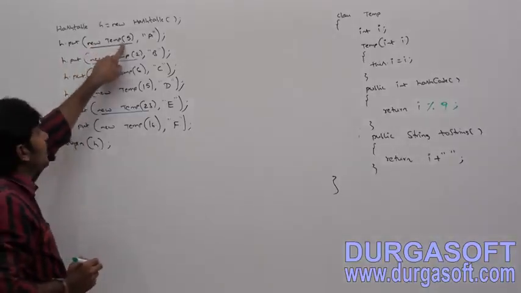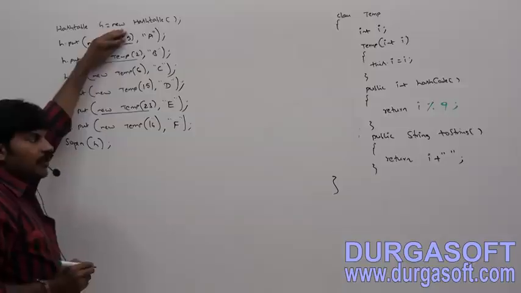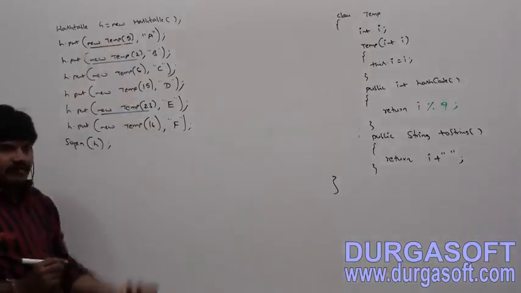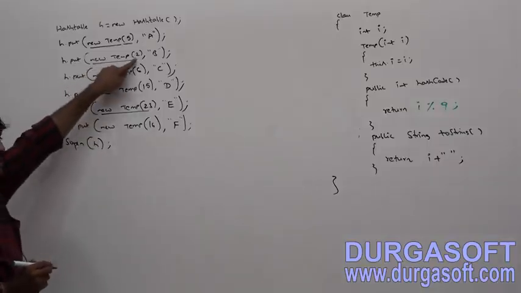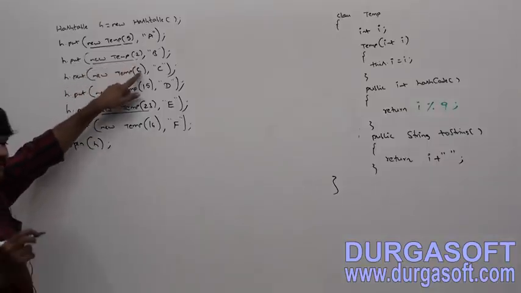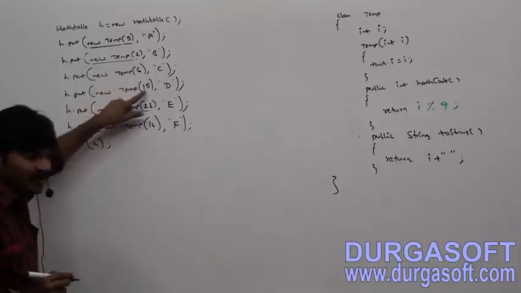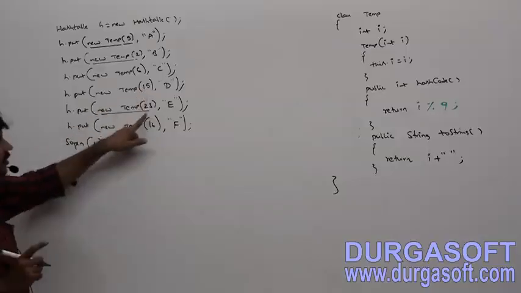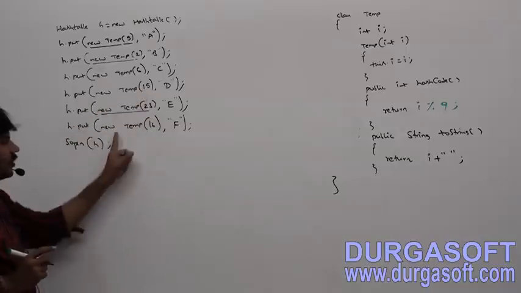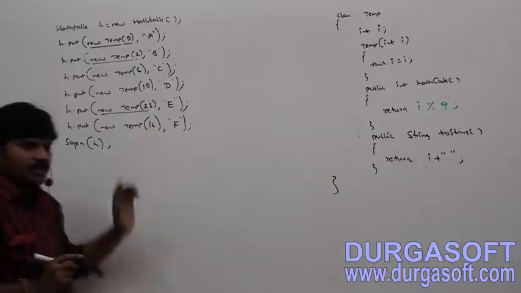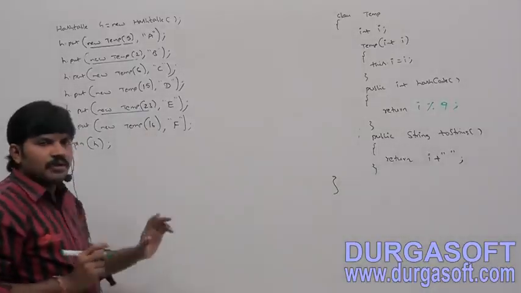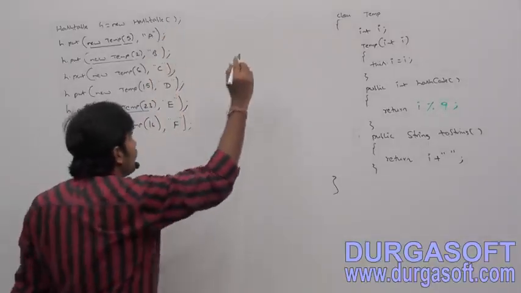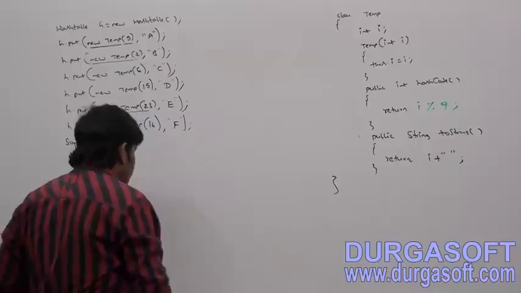Can you tell what is the hash code of the first object, first key? 5%9, 5 only. After dividing by 9, the remainder is 5 only. New Temp of 2, 2 only. New Temp of 6, 6 only. New Temp of 15, 15%9, 6. New Temp of 23, 5. New Temp of 16 is nothing but like that. Are you getting it? So make sure, now what is the default initial capacity? 11 only. Now let me take the buckets.